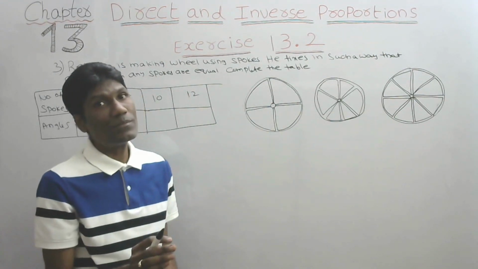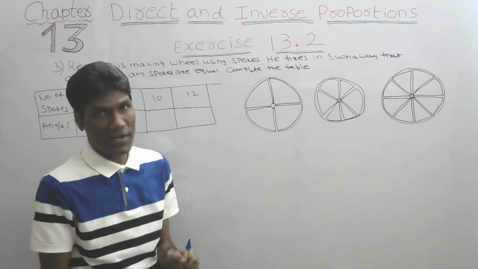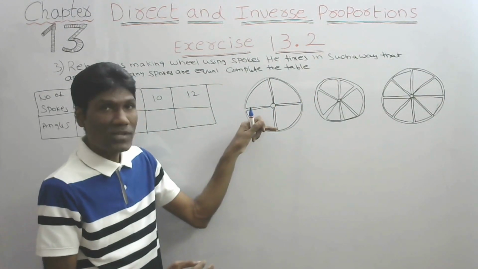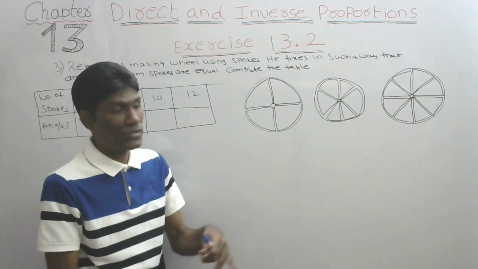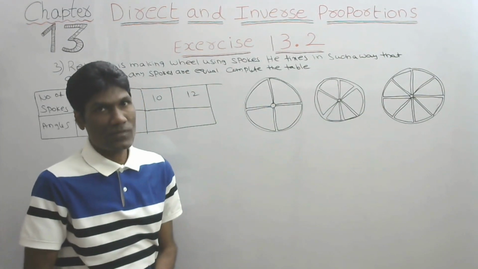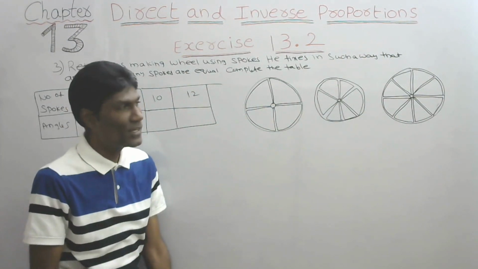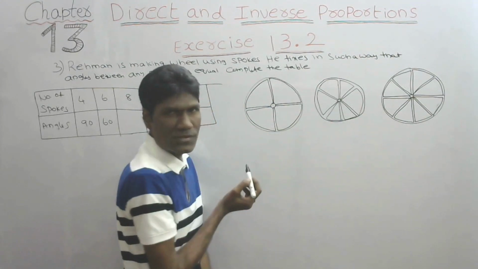For some tires, the number of spokes will be different. Say, one wheel is having 4 spokes, another wheel is having 6 spokes, another wheel is having 8 spokes, like that. So, his condition is the angle should be the same.